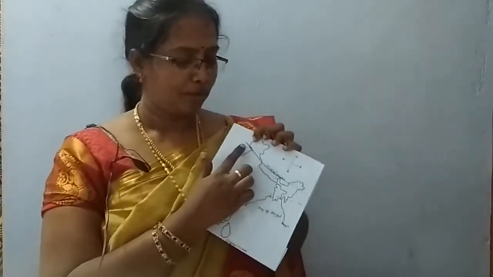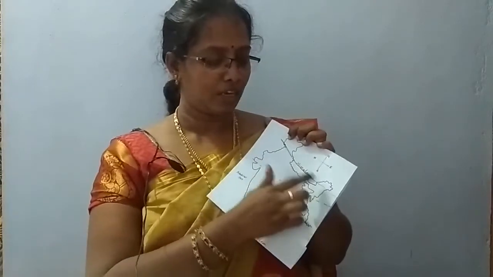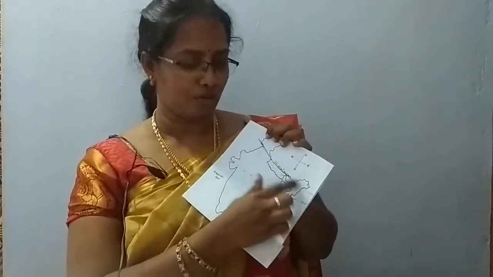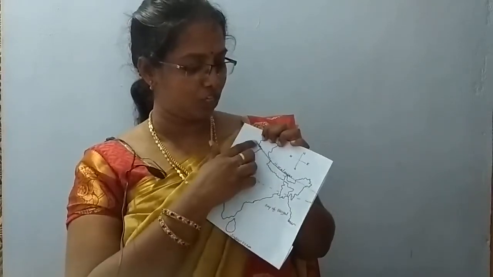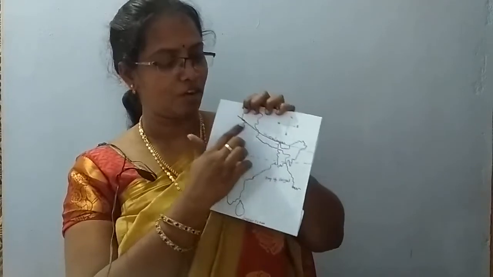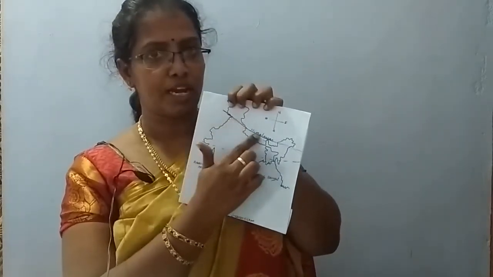Physical features. So check your map, the geography part map, any pages. It is available in majority of the pages. In the first lesson also maps are there. You can check those pages. So this is the Himalayas, children.